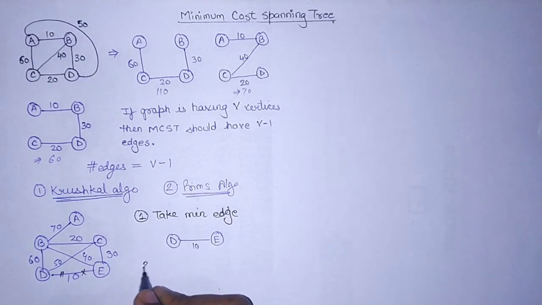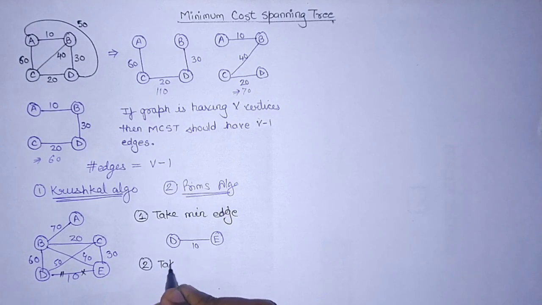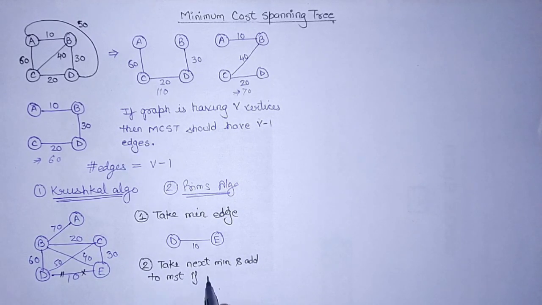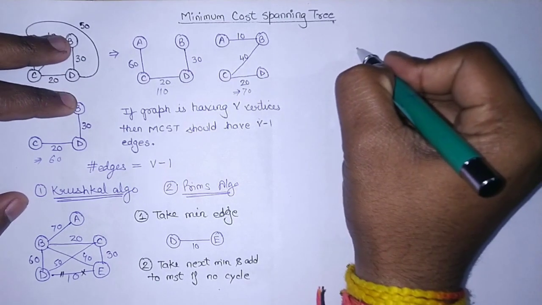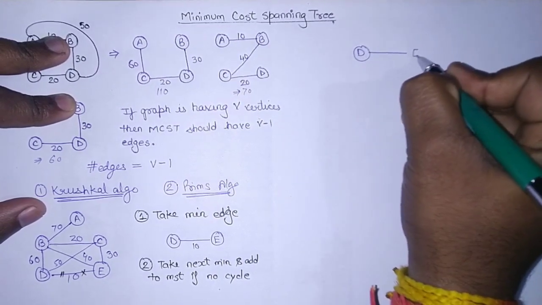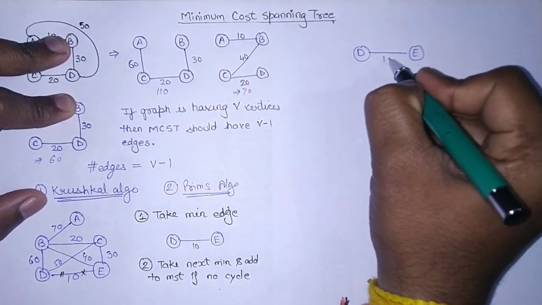Now we have to take the next minimum and add to the MST if no cycle. So we will take another minimum value and add it to the minimum spanning tree if it is not forming any cycle. So let's see here, I already have this D to E edge with edge width as 20.